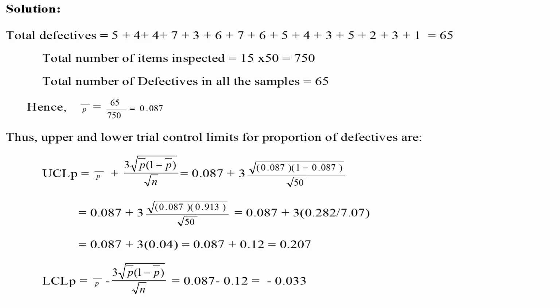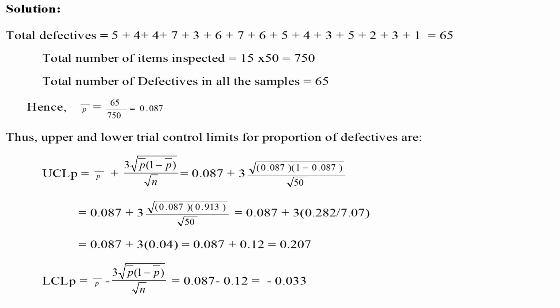Solution. Total defectives equals 65. It is the sum of all values in the second column of the table given in the illustration. Total number of items inspected equals 15 x 50 equals 750. Total number of defectives in all the samples equals 65. Hence, P bar equals 0.087.